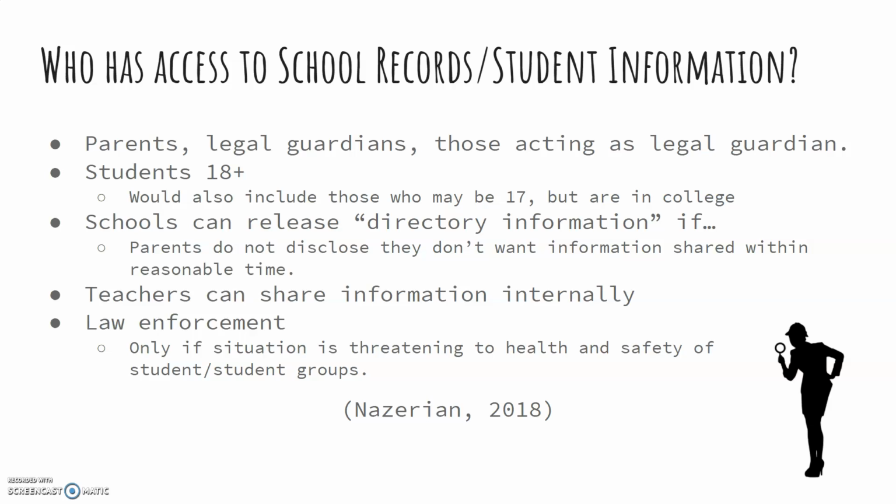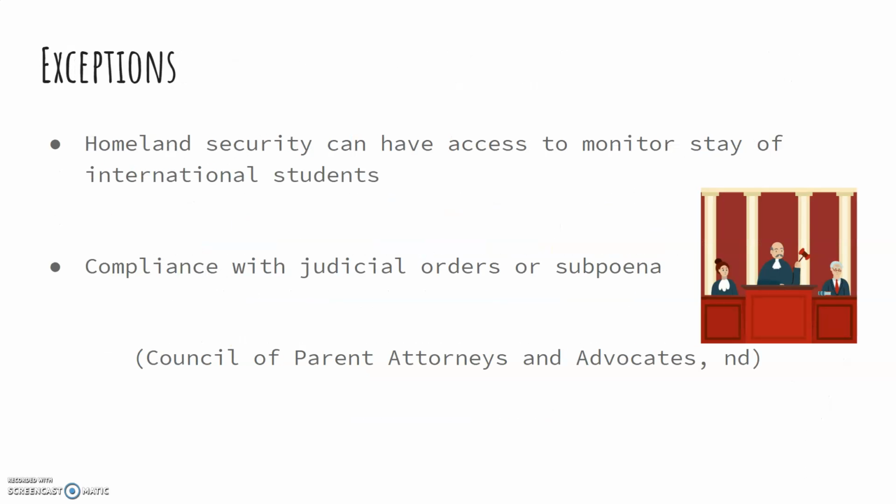Schools can release directory information, and this would include basic information like name, address, etc. They can release that to others if parents do not say within a reasonable time that they don't want that information shared. Teachers can share information internally if it's supporting the educational process. It is advised that they do their best to not do it in ways that can be accessed by others. So email may not always be the best bet, and we'll talk about encryption if email is used. Law enforcement can also have access to student records or student information if the situation is threatening to the health and safety of other students or student groups.